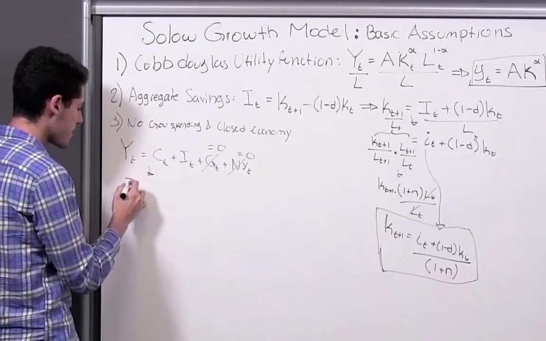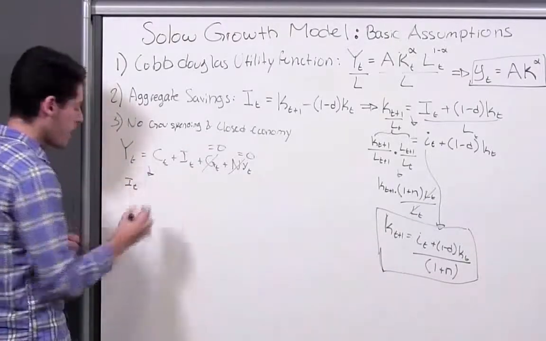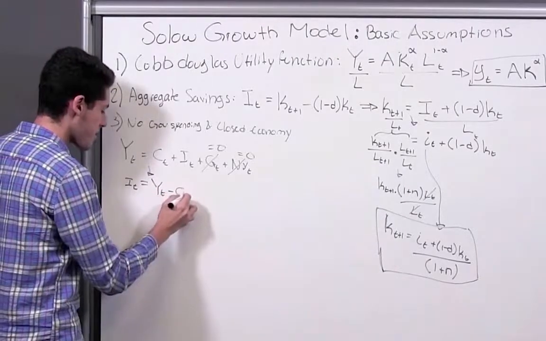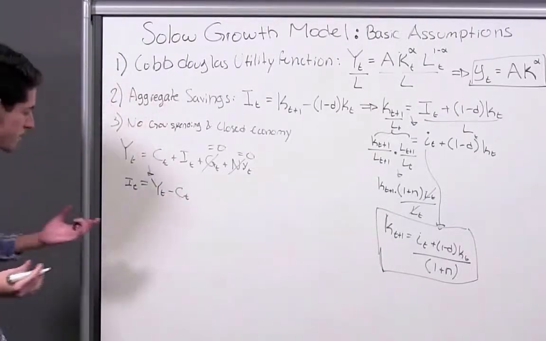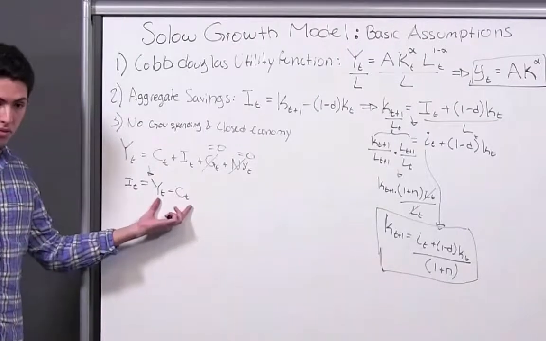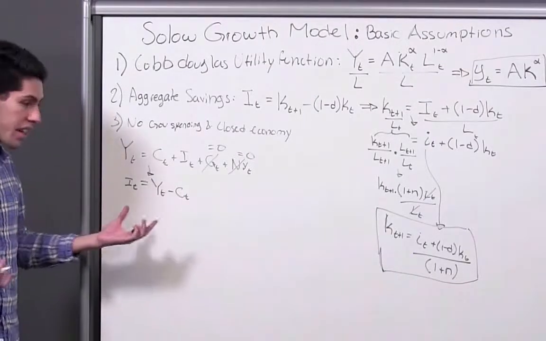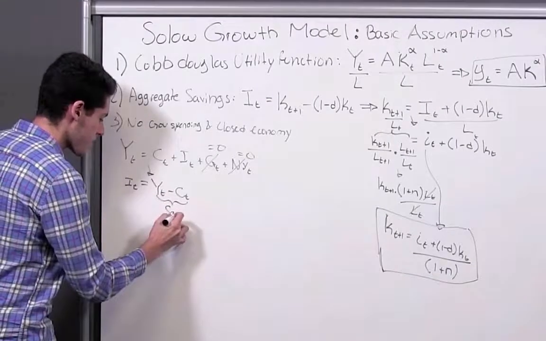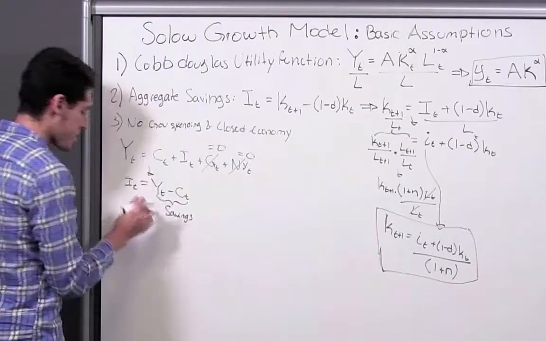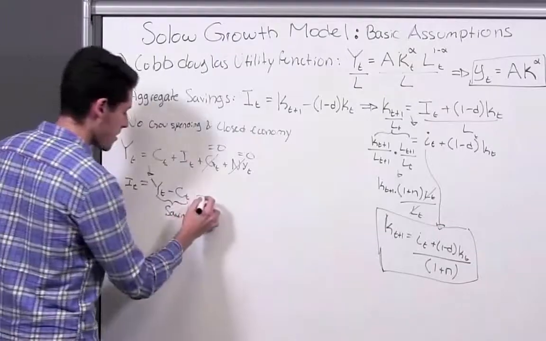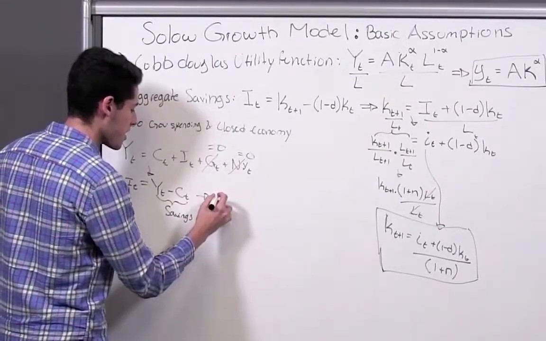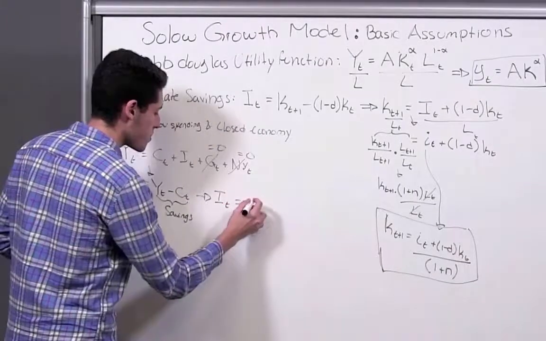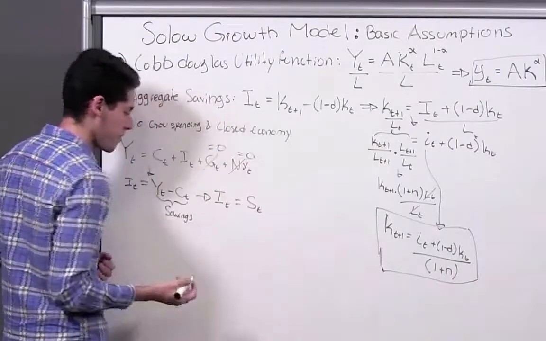And what that'll tell us is that investment today is equal to our total output minus our consumption, which makes sense. Whatever we don't consume is essentially our savings, and in a closed economy, our savings must equal our investment. So that's going to be the next thing. Investment in the current time period is equal to savings in the current time period.